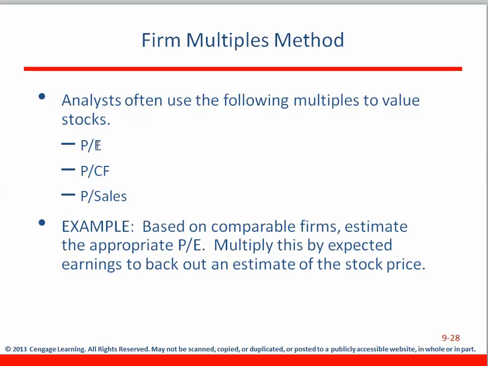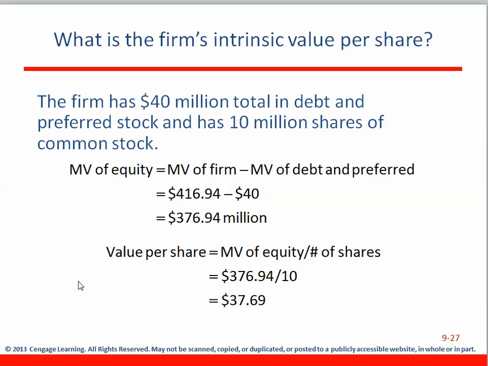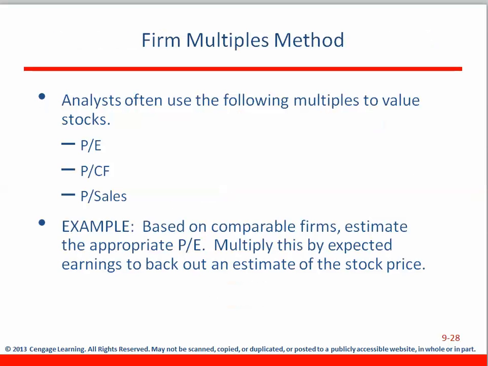What I would say about that is these are maybe rationality checks. So if you use the corporate valuation model and you come up with a price of $37.69, check how reasonable that is by using a market determined PE times your earnings and see if they come up close. If they don't, perhaps your free cash flow estimates are not right. So this is a good check on a more sophisticated model.